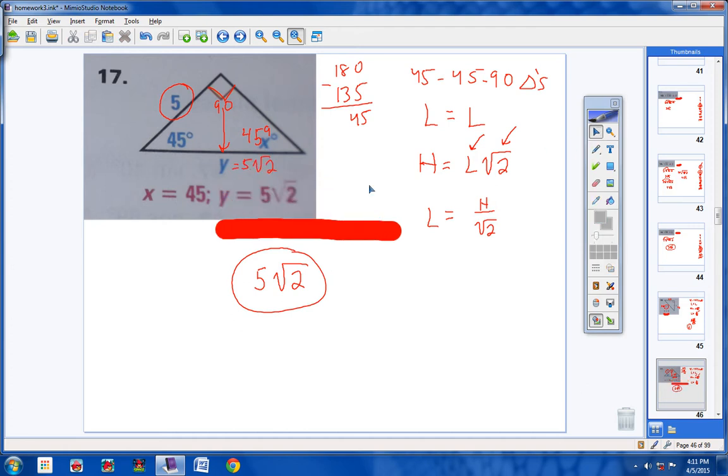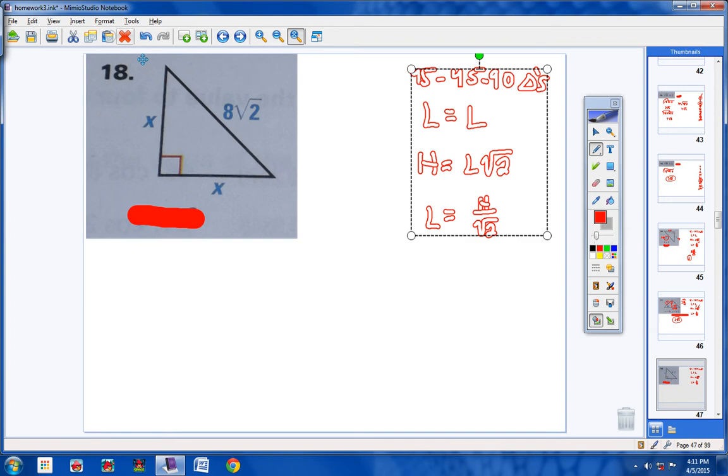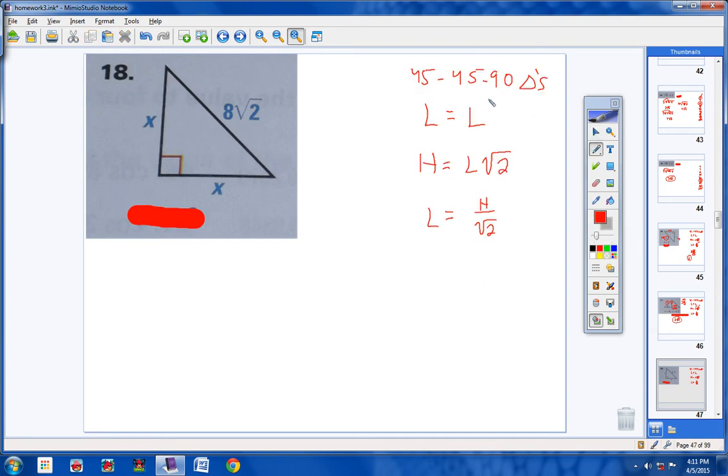Okay? Moving on to number 18. Now, here they want us to solve for x. Notice they called both of these legs here x. That's because they're the same. Remember, students, in a 45, 45, 90 triangle, your leg equals your leg. That will always be true in a 45, 45, 90 triangle. Okay? So with that in mind, they've given us the hypotenuse. Now, when you know the hypotenuse, how do you find the leg? You take the hypotenuse and you divide it by the square root of 2.